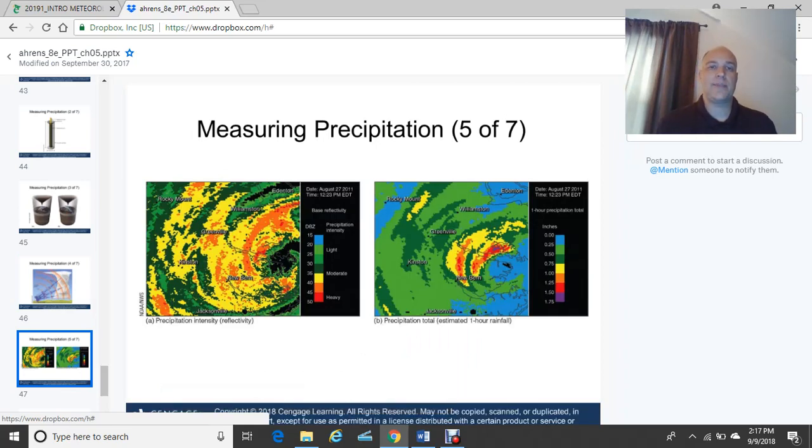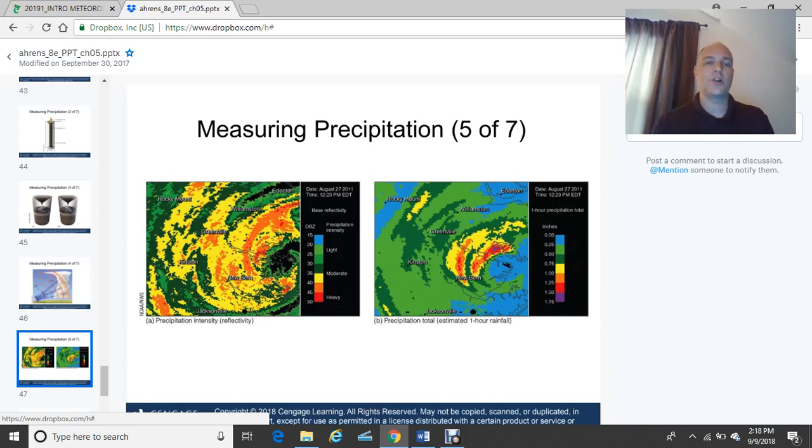Here is an example of the Doppler radar, some of the displays that we see. This is a hurricane, August 27, 2011. This is a base reflectivity product on the left, and then you have the 1 hour precipitation total on the right. So Doppler radar can give you an estimate of precipitation as well as the current reflectivity, or how heavy the precip is falling at the present time. It's a real useful tool in meteorology.